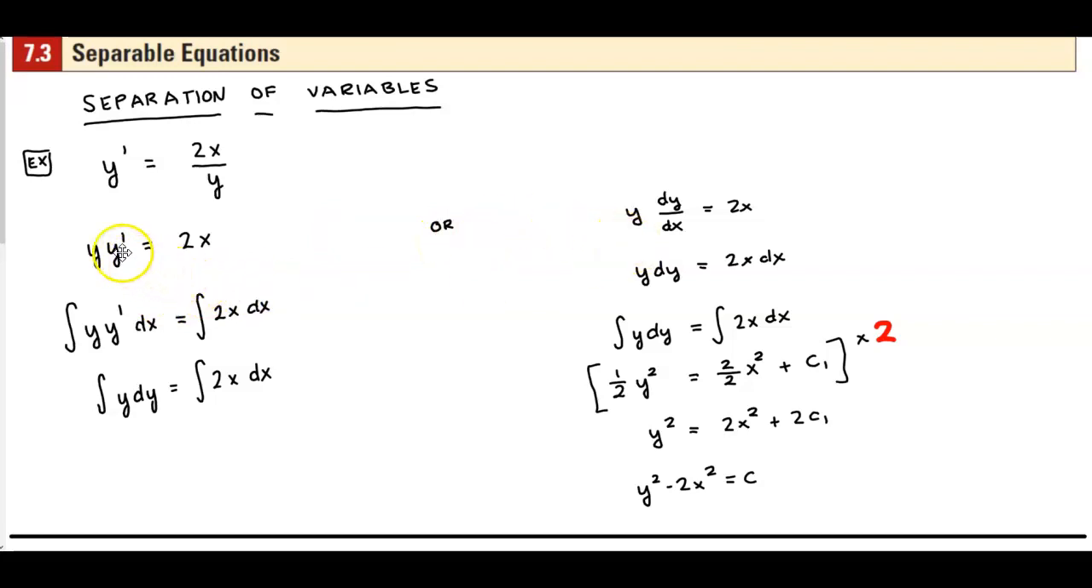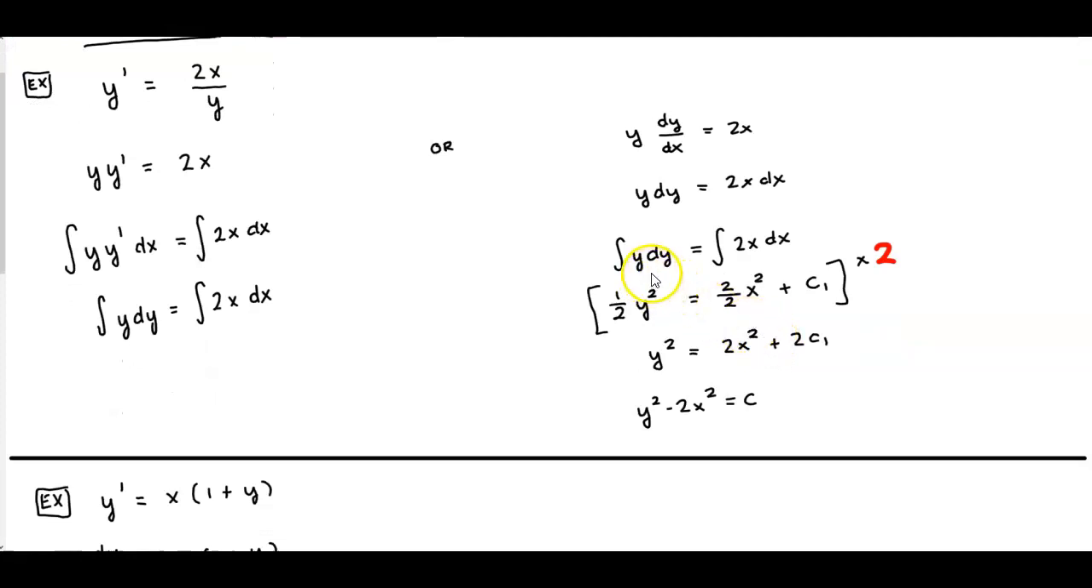Now, this is one way that you can do that, but I would recommend doing it this way. Instead of writing y prime, we can write y prime as dy over dx. So we'd have y times dy over dx, which is equal to 2x. Now, if we multiply both sides by dx, we're going to get y dy equals 2x dx. And then from here, we can integrate both sides. So we're going to integrate y dy, which is equal to the integral of 2x dx.